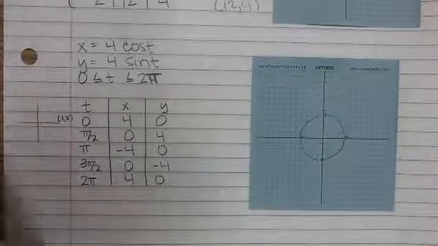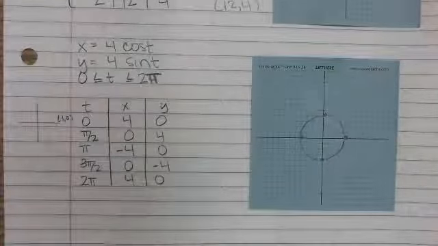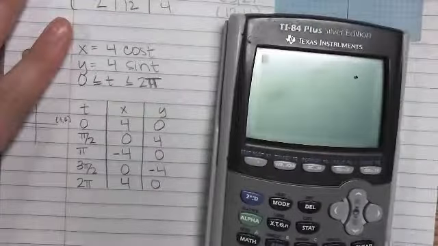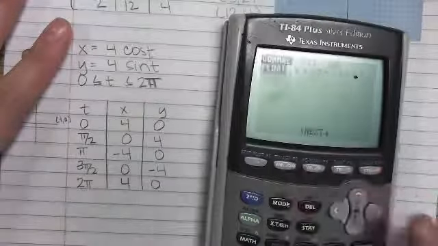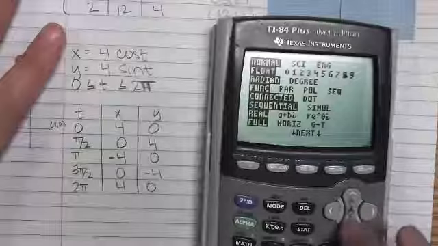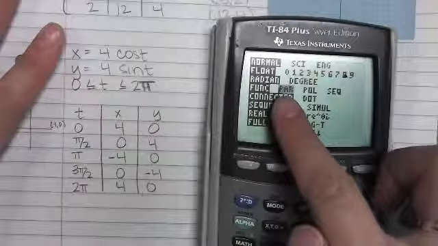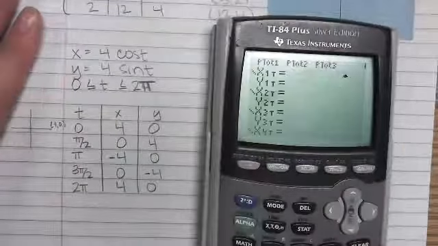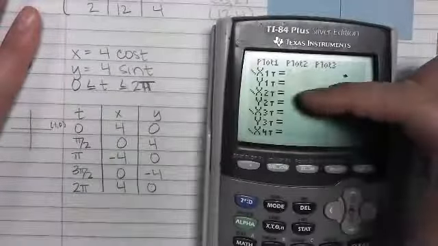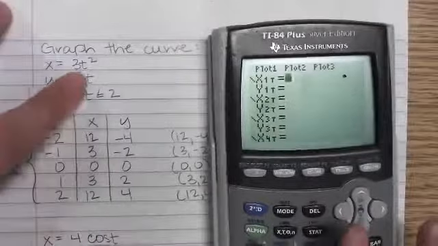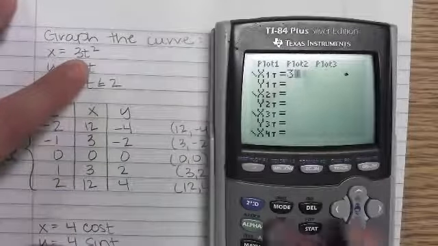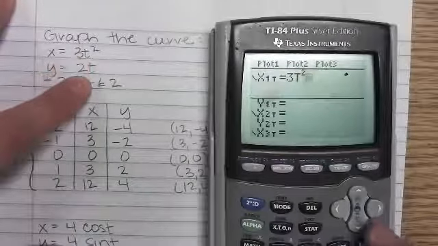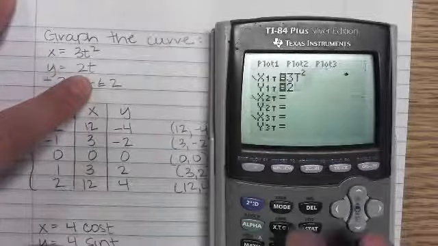So if we want to graph this using a graphing calculator, then what we want to do is hit the mode button and use parametric, so P-A-R, parametric. And now if I hit y equals, it's going to ask me for the x and the y. So first I'm going to go up here. So I've got 3t squared and 2t.